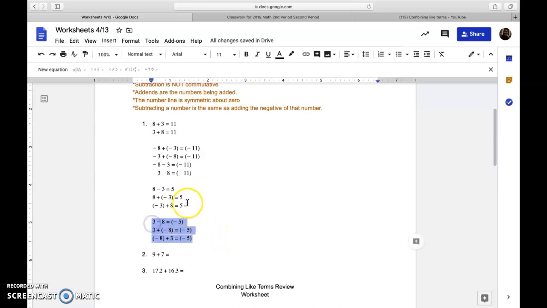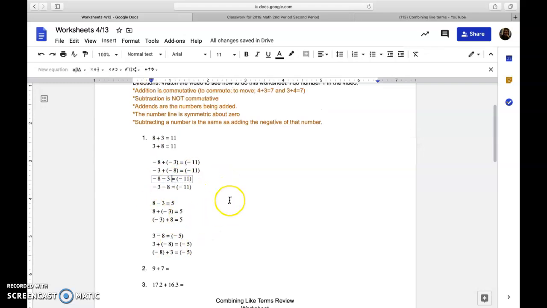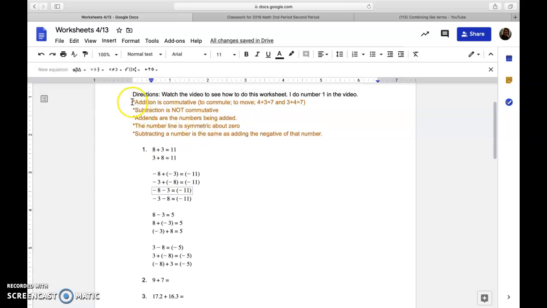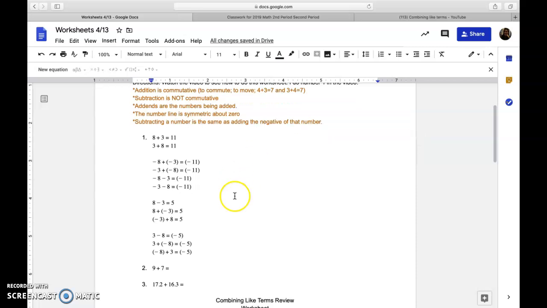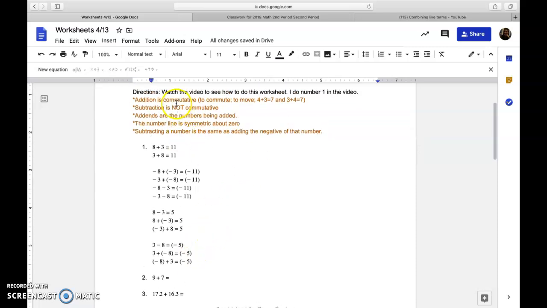There's 2 sets of 3, 1 set of 4, and 1 set of 2 equations. 1, 2, 3, 4 groups. Okay, and all you're doing is you're using these properties of addition. Addition is commutative. Subtraction is not commutative. Addends, those are just the numbers being added. The number line has symmetry about 0. And subtracting a number is the same as adding the negative of that number.